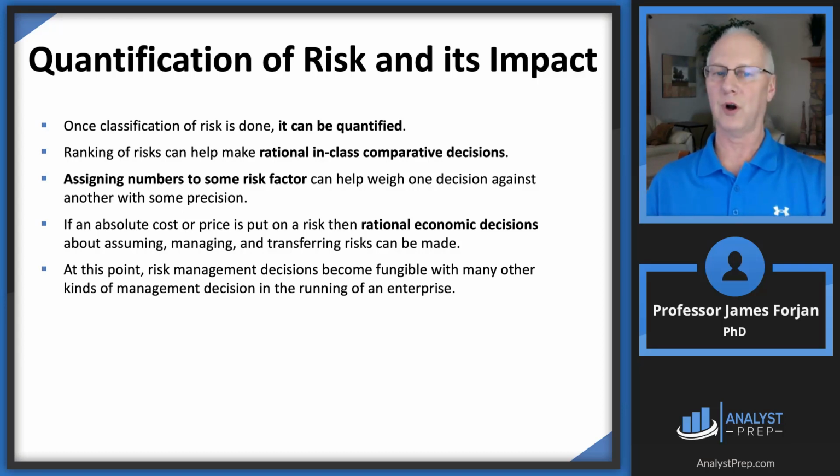Now, if an absolute cost or price is put on risk, then rational economic decisions, of course, can be made. And those economic decisions go back to that very first thing that I said in that very first slide. We're going to identify the risks and quantify those risks, and then we're going to manage them. And what manage meant was the whole Wicked Witch of the West idea. Now, the risk management decisions can become fungible, especially in the ERM model, because what we can do is substitute decisions between and among all of those financial risk managers.